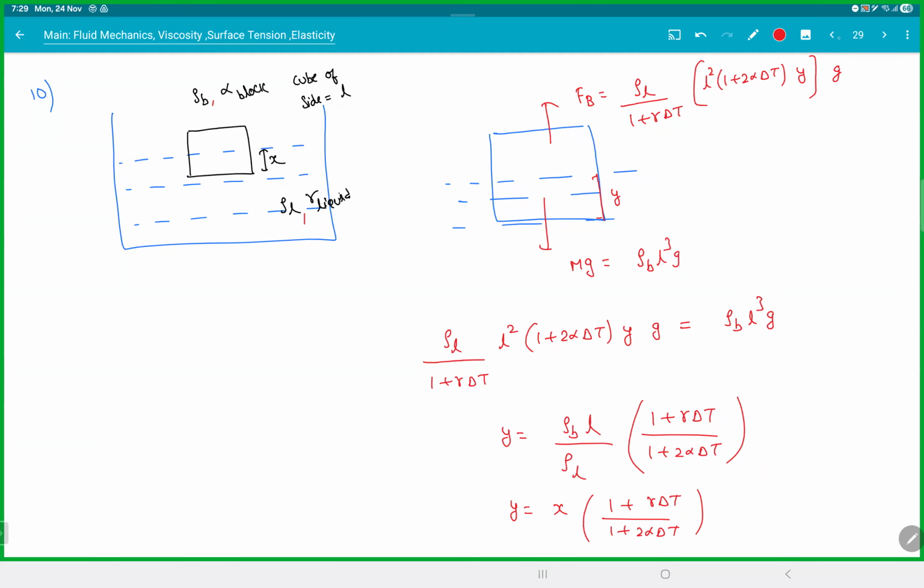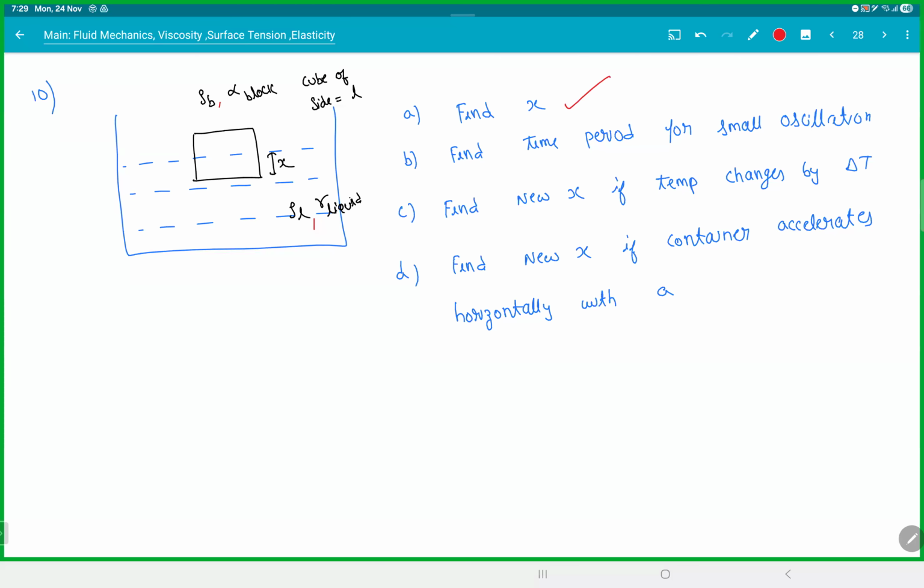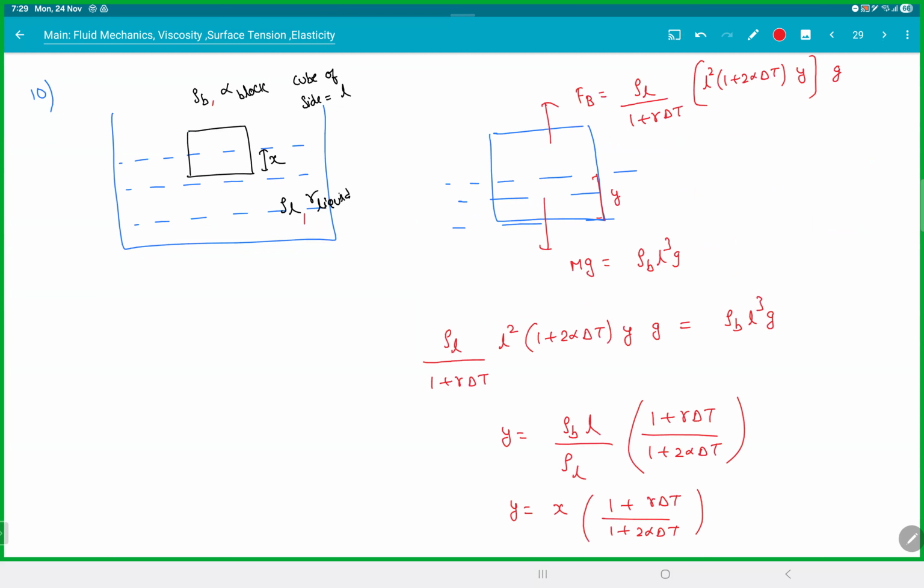Clear? So you can see with this how many questions you can play. You can play fluid mechanics, you can play SHM, you can play thermal expansion. This is your g effective concept from NLM. Okay. Take a break, come back by 7:40. Take a 10-minute break, we'll continue from here.